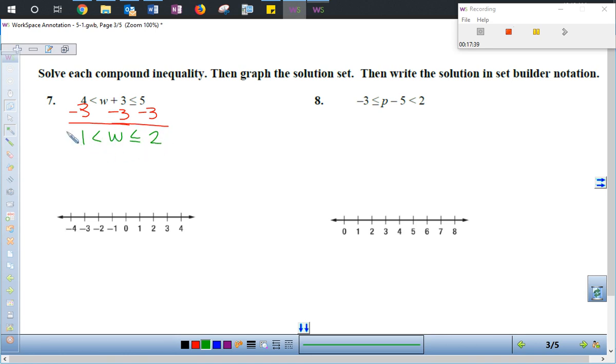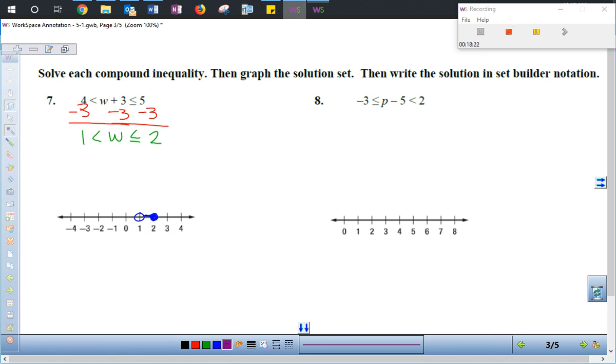Now again, that's not how we actually read it. We really read it as W is greater than 1 and W is less than or equal to 2. Now to graph it, since it's like number 2, I don't need helper graphs. I can bring this straight down. So I start with my smallest number, which is a 1, and since it's less than, it can be an open dot. I end with my biggest number, which is 2, and since it's less than or equal to, it's a closed dot. And then I shade in between.